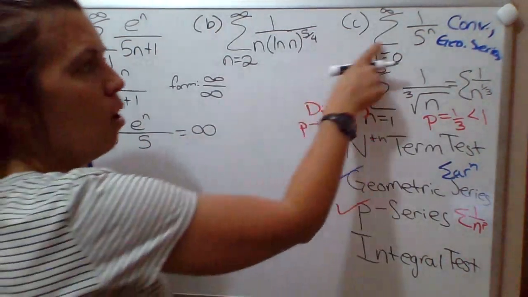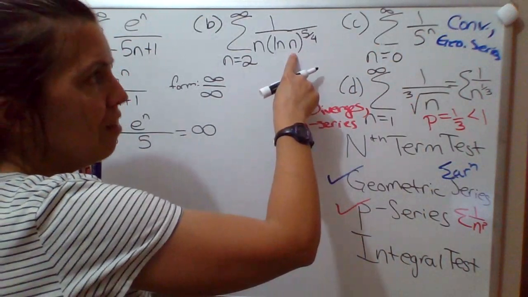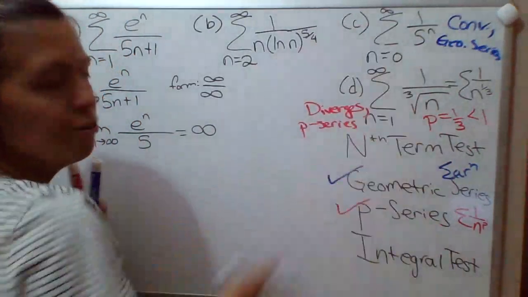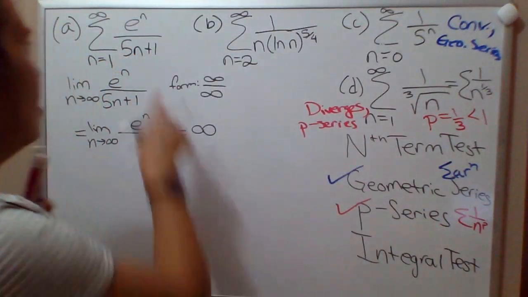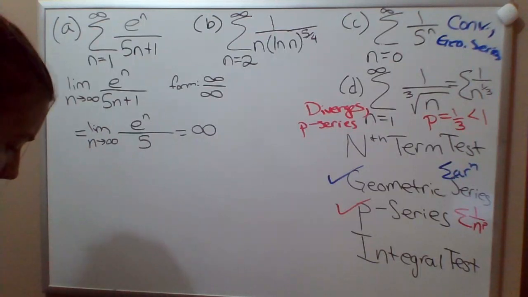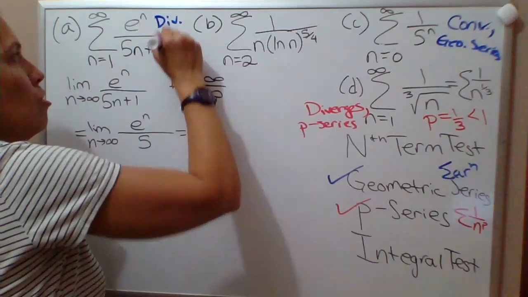I mean, notice all three of these series, if we take the limit as n approaches infinity, this is approaching 0, this is approaching 0, this is approaching 0. They all have that form 1 over infinity, so they're going to 0. This is the only guy that doesn't. And so A here diverges by the nth term test.